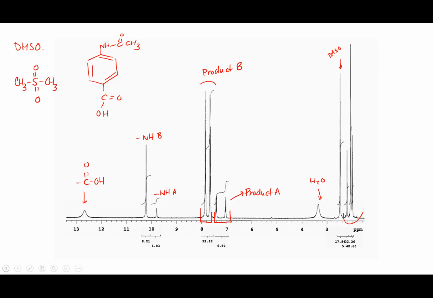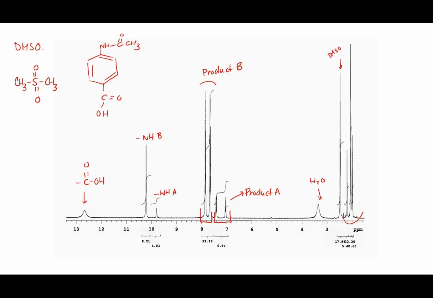All right, so we have product A and product B, and that's totally typical of this reaction. If we would have continued on, we could have had a situation where we had product A, product B, and product C. We would have three sets of two doublets in the aromatic region, but we only made it to product B. Now, what are the percentages of product A and product B? We have two ways to analyze that.